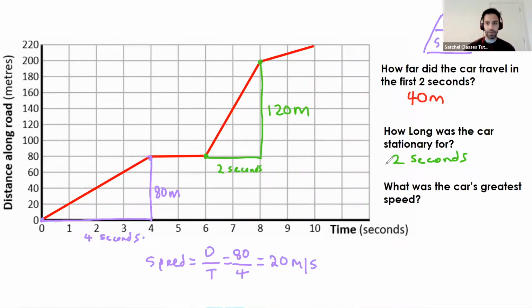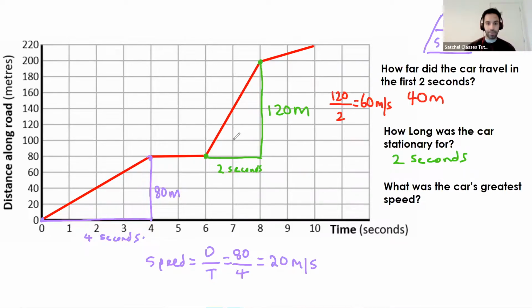Whereas over here, what we would get is, again, distance over time. So the distance is 120 meters over 2 seconds. That gives us 60 meters per second. So along this line was the car's greatest speed. And notice here, along a straight line, speed's always constant.